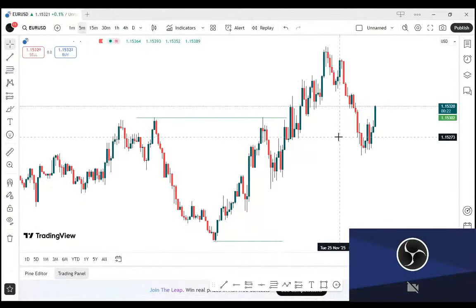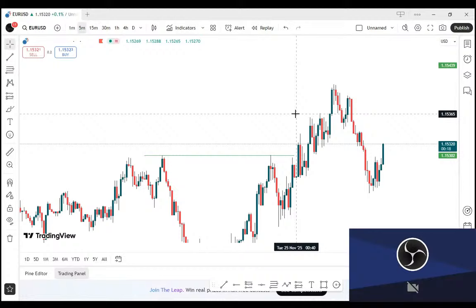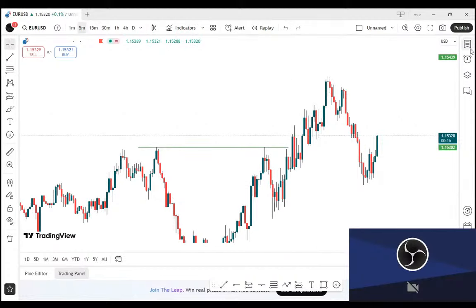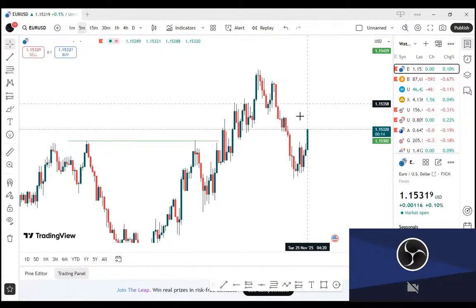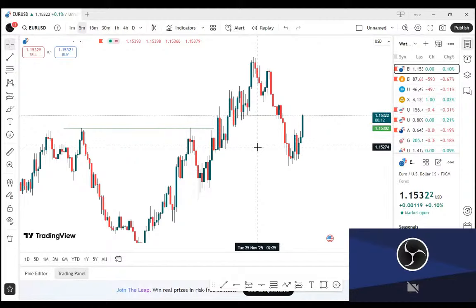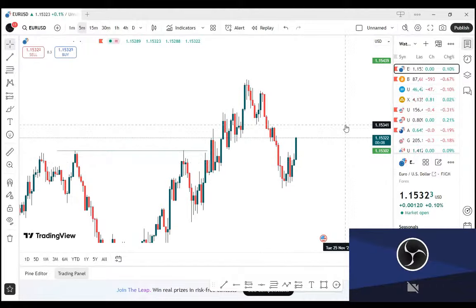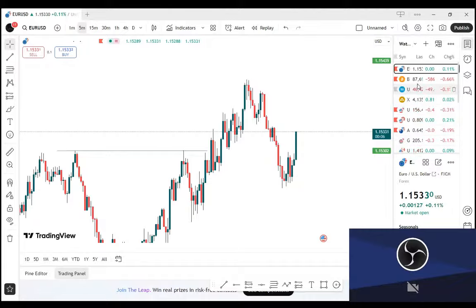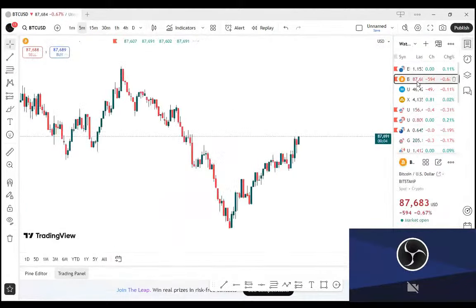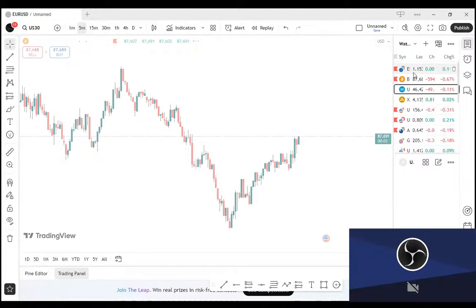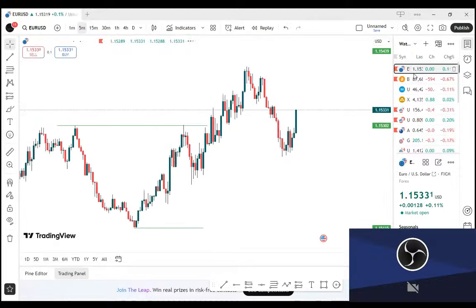So this is currently EUR/USD 5 minutes time frame. Let's see if we can see any scalp. Let me look at the other pairs. This is currently breakout structures that price gave there and telling us that the buyers are still in the market. Let's check out BTC. EUR/USD is giving us confirmations here.